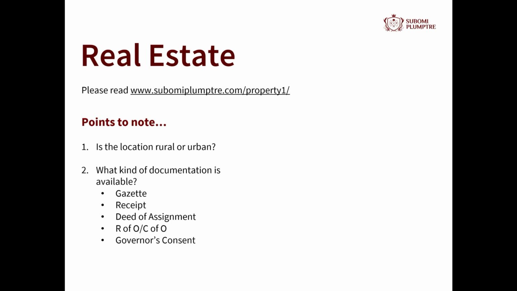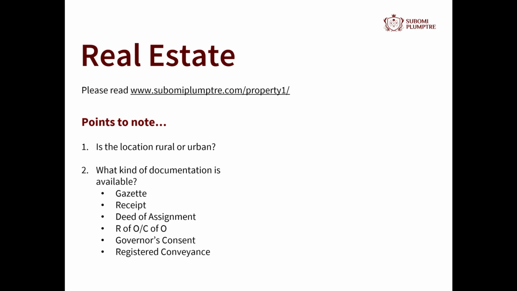So governor's consent I had mentioned. Someone has an existing C of O, wants to sell that land to you, gives you a deed of assignment, and then you ratify that by getting a governor's consent. So these are basically some of the documentation that you need for land purchase.